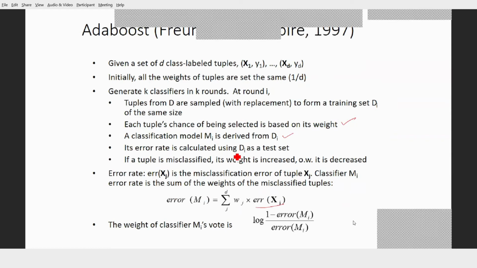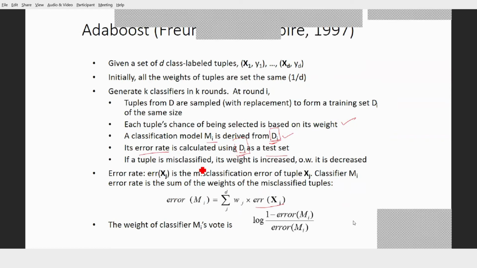Its error rate is calculated using Di as the test set, so the same training set. Up to now in the labs, we have kept training data and testing data separate, because there we are trying to understand how good the system is going to perform in a real-life scenario. When we are building an AdaBoost classifier, we are trying to find out what the problem areas or pain areas are. So its error rate is calculated using Di as the test set.